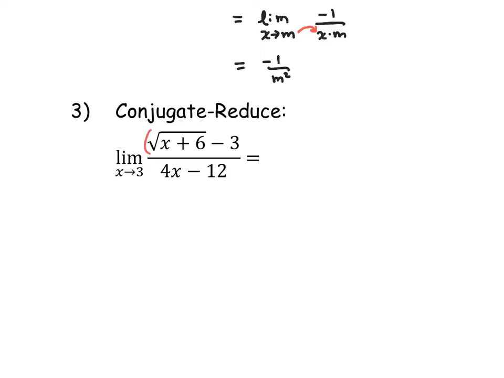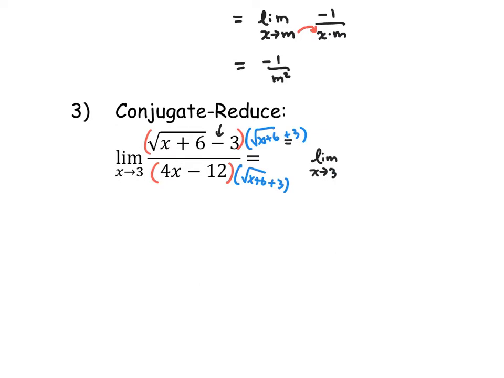So I'm going to multiply the top and the bottom by the conjugate of the top. The conjugate of the top, in this case, where the radical shows up, is square root of x plus 6 plus 3. Right? So this plus right here is the opposite sign of the minus right there. All right, I'm going to do the same thing in the denominator, we'll get an equivalent expression.